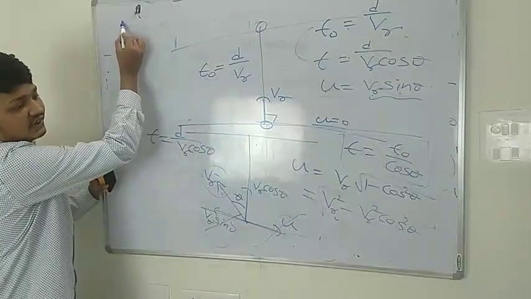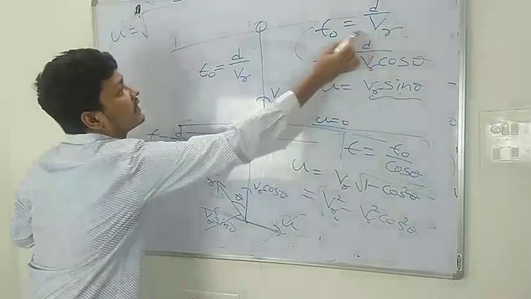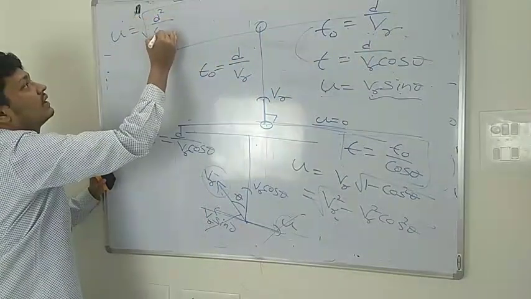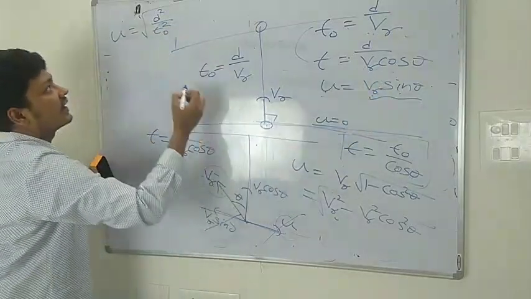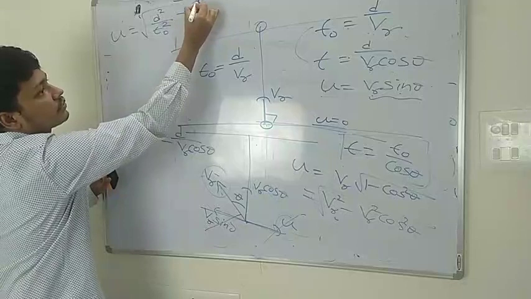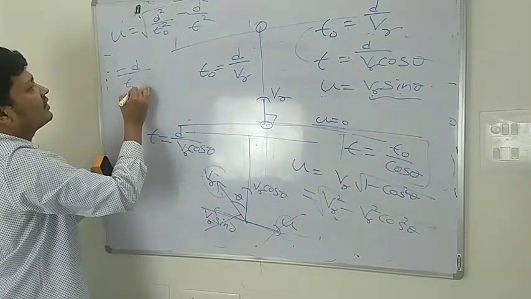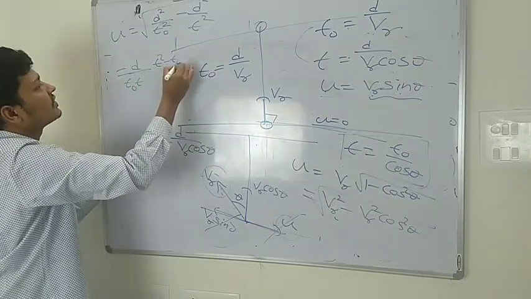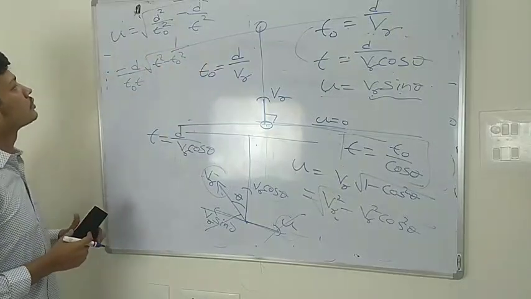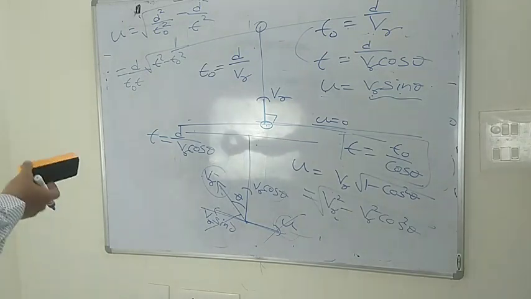Now let me write here. So u is equal to root over of Vr square, which is d square by t naught square, minus Vr square cos square theta, which is d square by t square. If I solve it, I will get d by t naught t, root over t square minus t naught square. So let me go through the options. You just find the option.